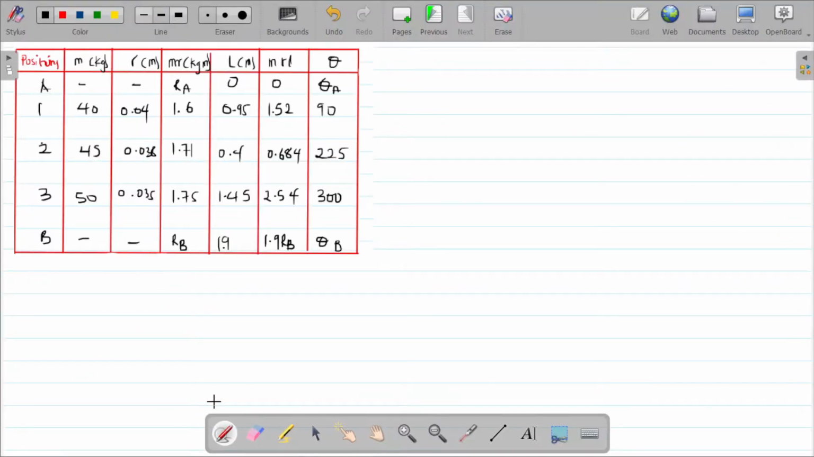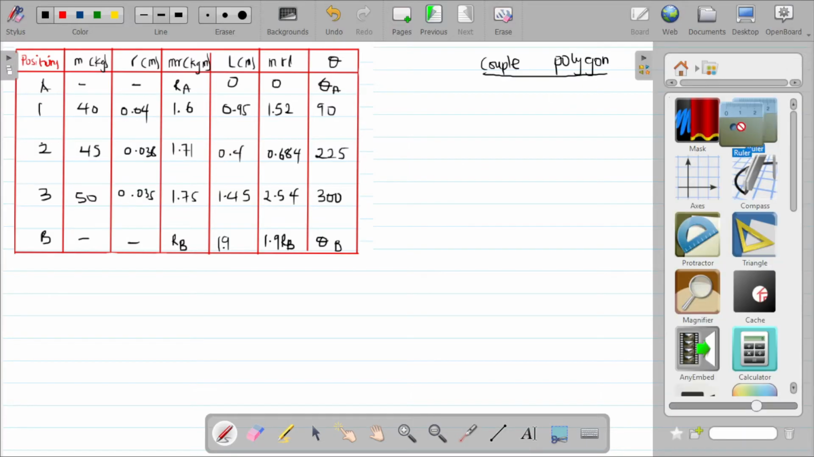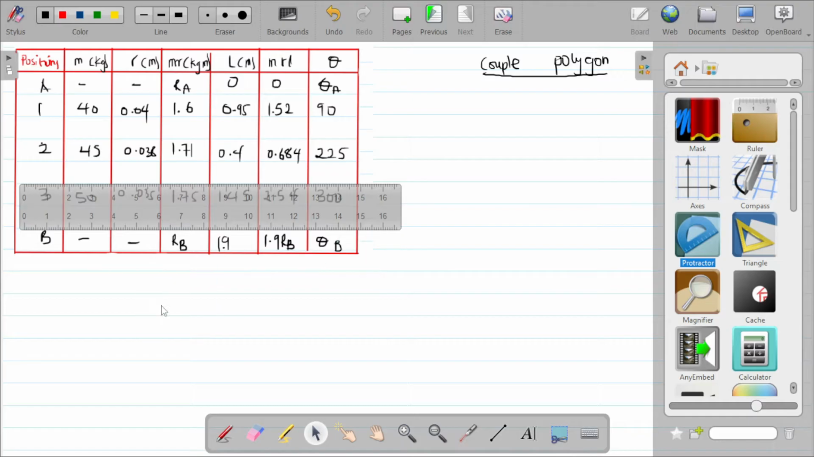polygon. So we first have to do, for the moment, what we call the couple polygon. Okay, so we will utilize this guy and this guy.